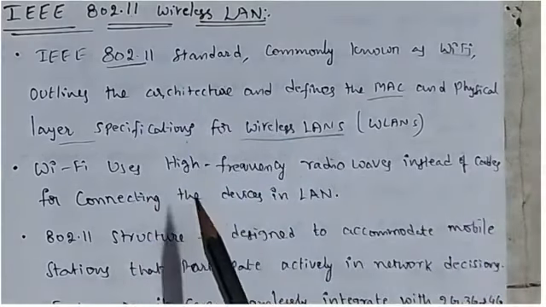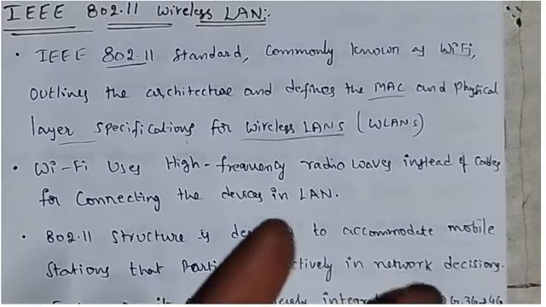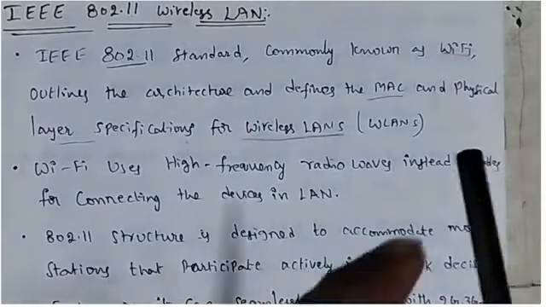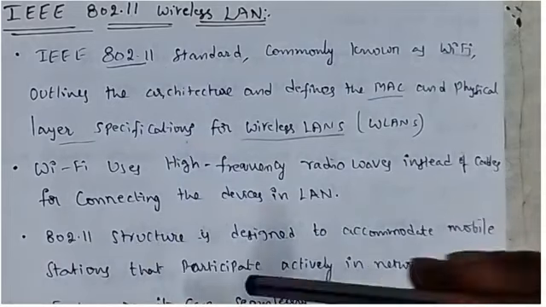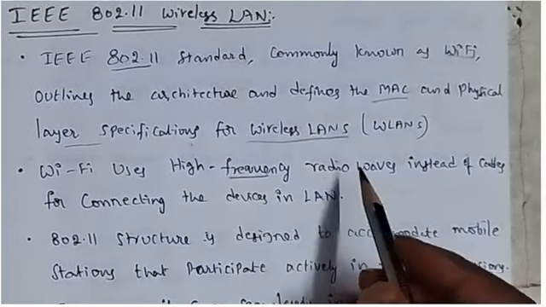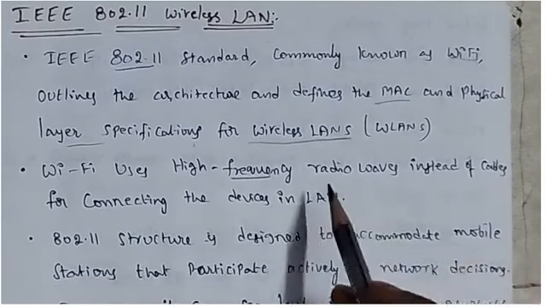Wi-Fi uses high frequency radio signals instead of cables for connecting one device to another. Previously the data was transferred over the network through cables only. Here Wi-Fi provides high frequency radio waves. We are sending the data wirelessly. There is no physical connection.